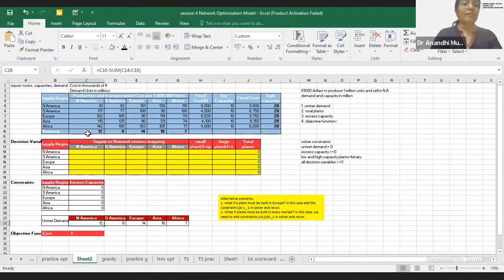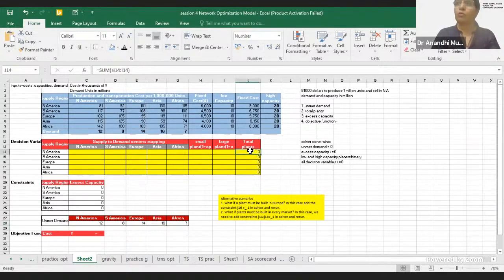So C10 is nothing but here minus the sum of C14 to C18, whatever I get in North America. Then for South America, accordingly, D10, what I'm getting here, minus the sum of D14 to D18. I have put the formula, but now it will show the same demand only. That is one condition: all my unmet demand has to become zero.